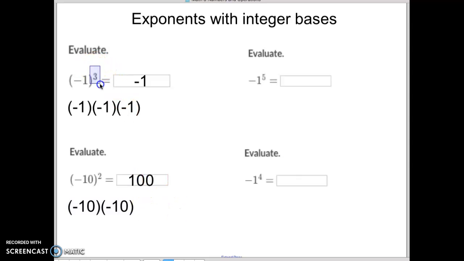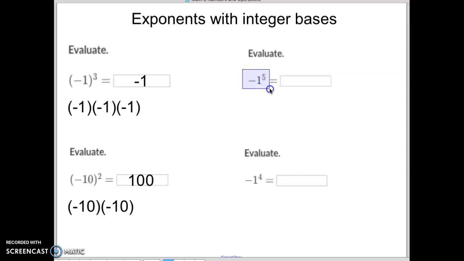So you'll notice whenever this is to an odd power, like this one was, your answer will become a negative. Whenever it's to an even power, like this one was, then it becomes a positive. Now, don't stop watching now, because now comes the important part that you've got to watch for.